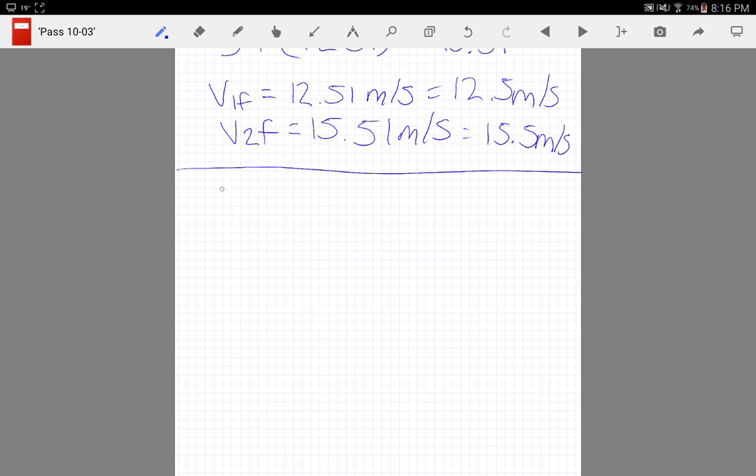What's the thingies again? The velocities? Okay, so the mass one was 1120. The V1 initial was 15. The M2 was 795, and the V2 initial was 12. The same thing as last time, but this time it's stuck together. It's just an inelastic collision.